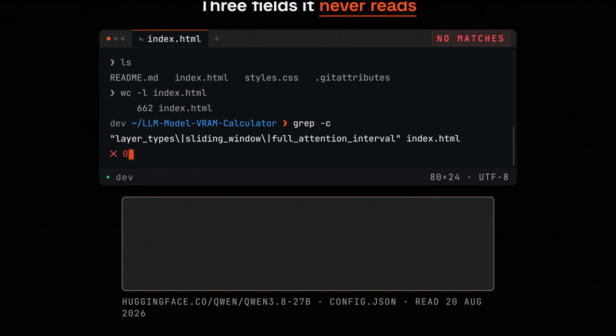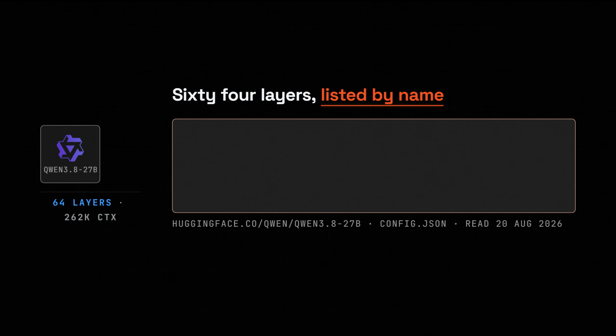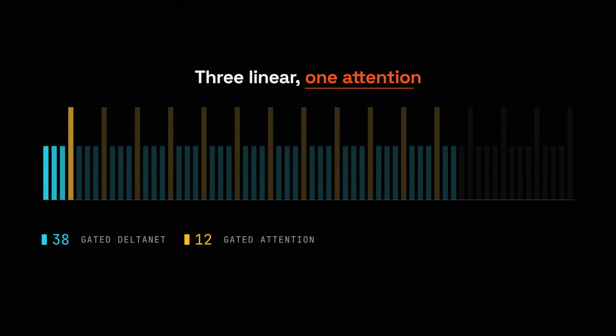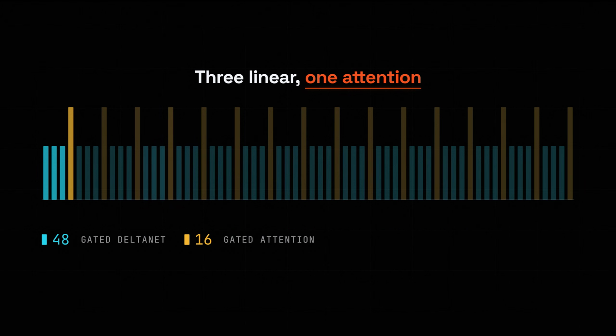So open one, Qwen 3.8 27B, released this month, 64 layers, and the file lists all 64 by name. The pattern reads linear attention, linear attention, linear attention, full attention, then it repeats 16 times over, which means 48 of those 64 layers never run the kind of attention that keeps a cache. They run a gated DeltaNet block, and that block holds one fixed size state that gets overwritten as you talk, instead of a list that grows.